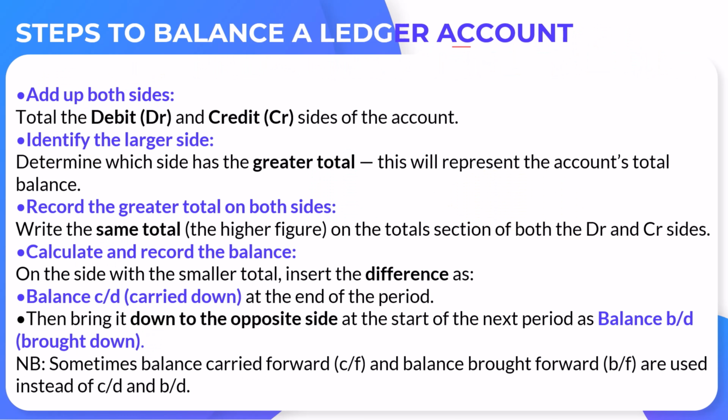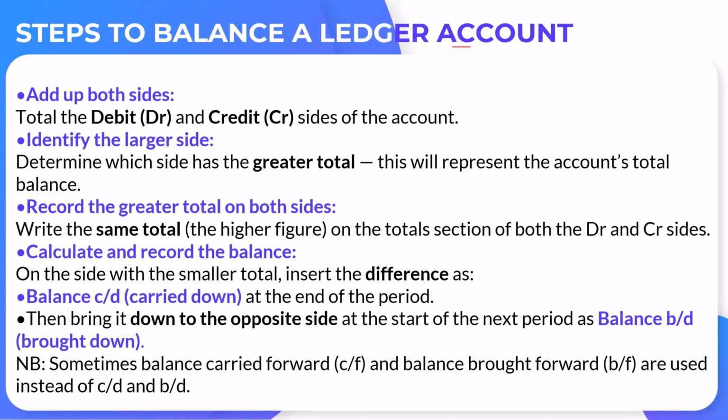In order to balance a ledger account, you will follow the following steps. 1. Add the debit side and the credit side. 2. Identify which side is larger. 3. Get the amount for the side that is larger and put it both on the debit and credit side. 4. Identify which side is not balancing and put a balance carried down on that side, and then move the balance brought down to the other side.